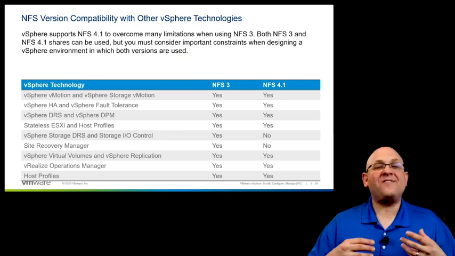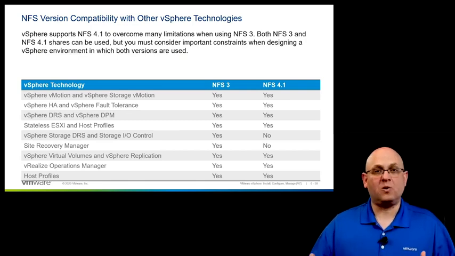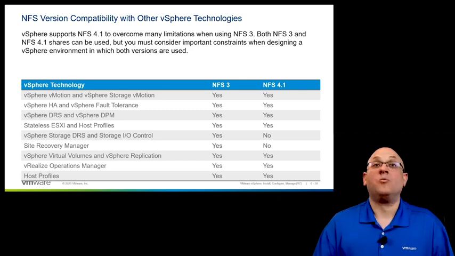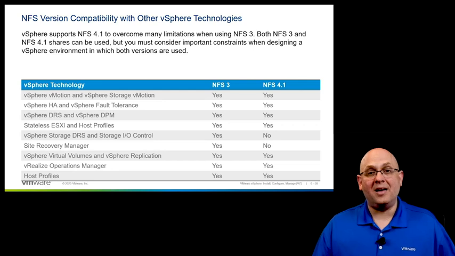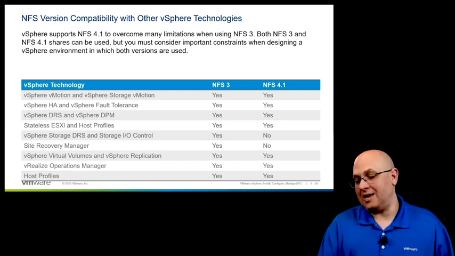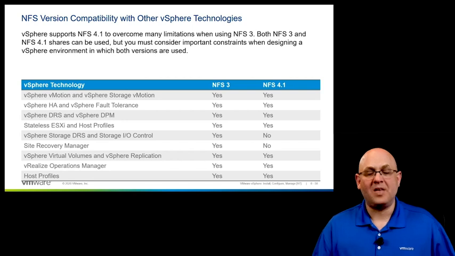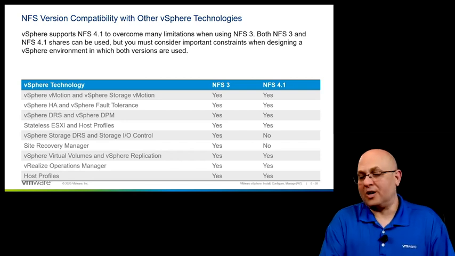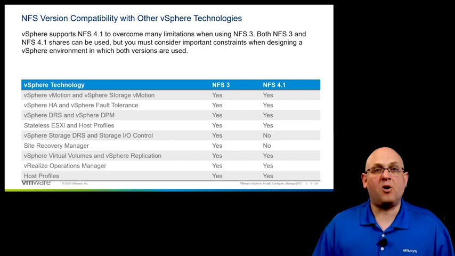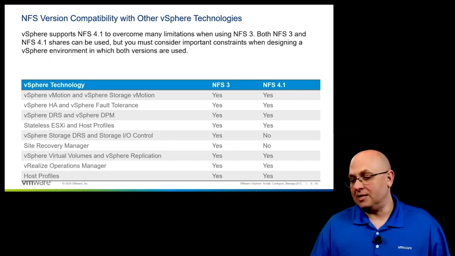Now, the fact that we have shared storage here with both NFS 3 and NFS 4.1 brings us a really long way to making sure that our virtual machines are completely portable. They can run between any of the ESXi hosts. Right? We can storage vMotion, and we can do all of those really nice features with both of these protocols that we would like to do.